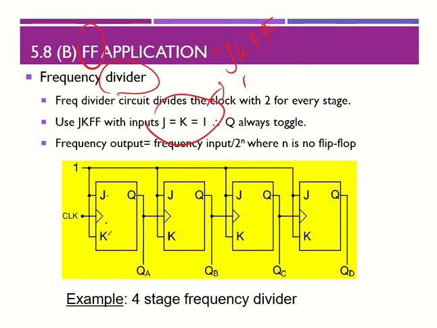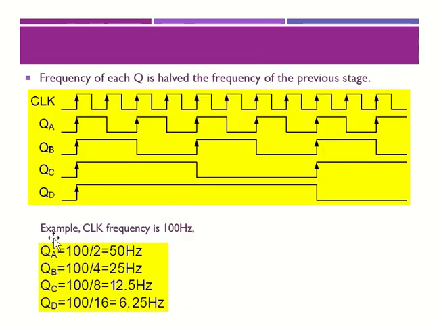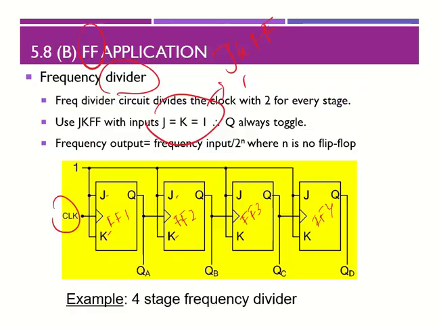You're going to connect J and K to 1. So this one we call flip-flop 1, flip-flop 2, flip-flop 3, flip-flop 4. So J and K are always 1. The thing is you need to do the frequency. So let's say you have a frequency. This one is called a 4 stage. So this is the clock. This particular clock is going in and is going to be processed.